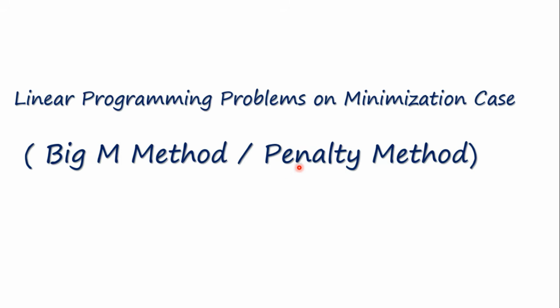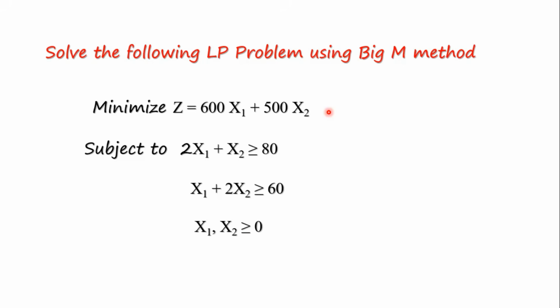Linear programming problem on minimization case: Big M method, penalty method. Solve the following LP problem using Big M method. The objective function is minimize z equals 600 x1 plus 500 x2.